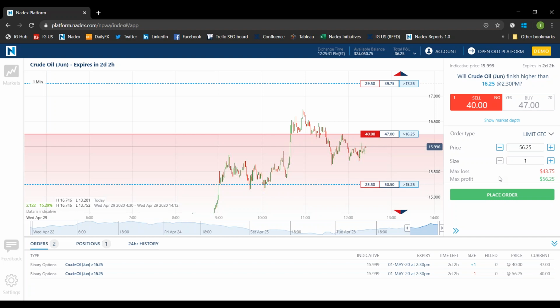That's the price I sold it for. If I buy it, I know the most I can lose. That's the price I paid for it. But I also know how much I can make. If I buy it, it's 100 minus the price. And the most I can lose if I sell is 100 minus the price I sold. But you don't even have to know that.